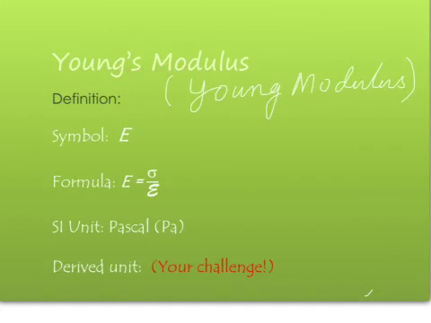Young's modulus, or sometimes just Young modulus in some books. Symbol is this capital E. Modulus is equal to stress divided by strain. The unit is Pascal, same as stress, since strain has no unit. Derived unit, I'll leave it up to you.